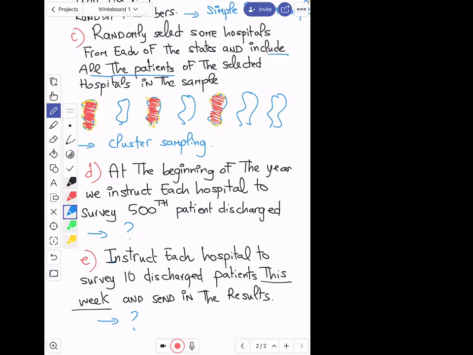Charlene, systematic. Yes, absolutely. The D would be a systematic sampling. So the starting point in D would be the beginning of the year. So let's say January 1st, that would be your starting point, and you start counting your patients, right? Yes, absolutely. Very good.